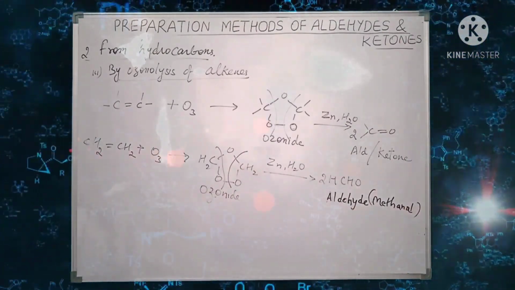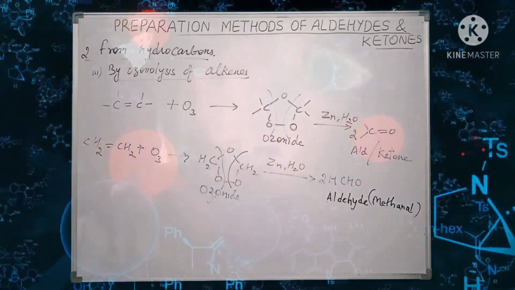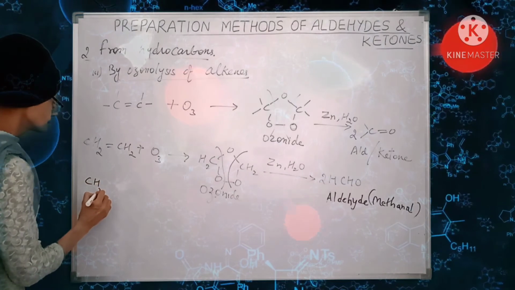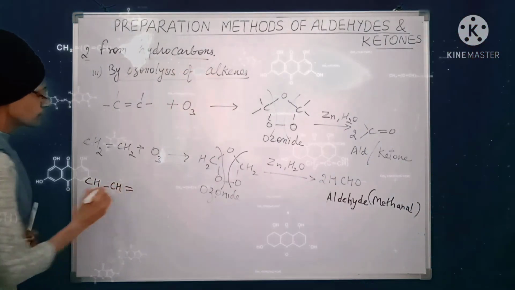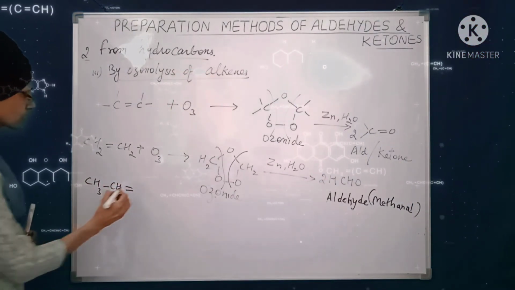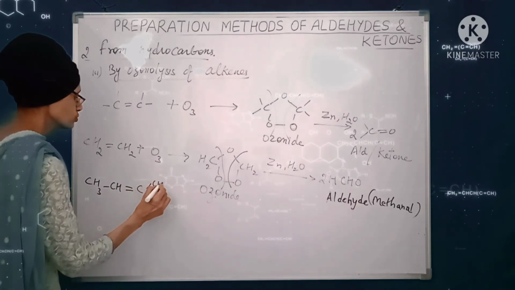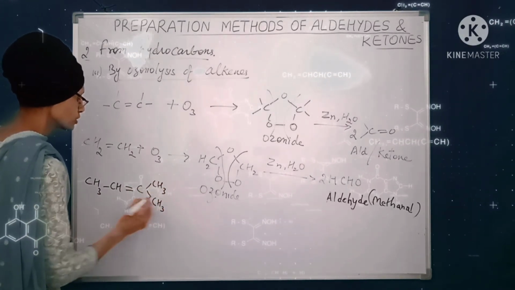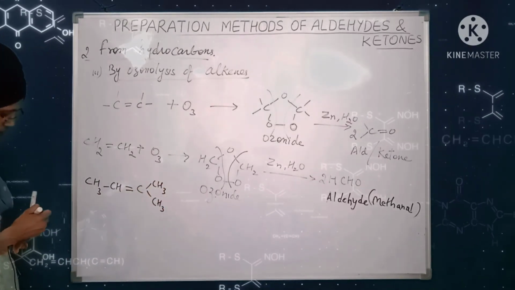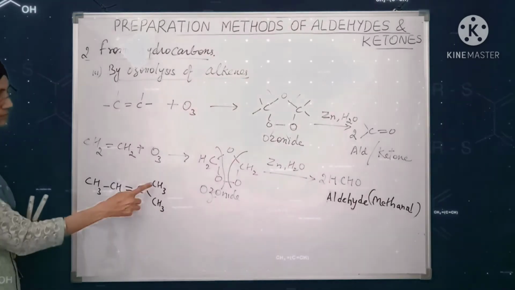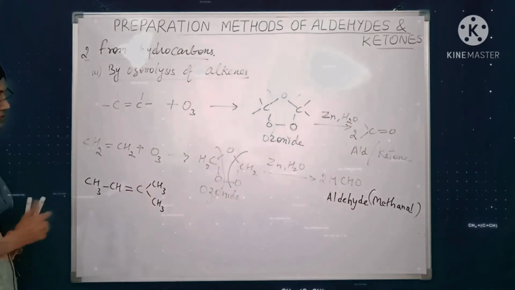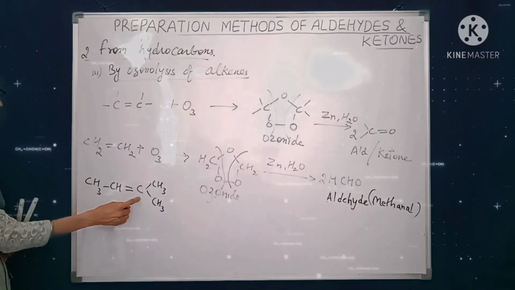So see here, this type of compound. Here there is a double bond, and on the next carbon, let the 2 groups attached be methyl groups. You can see there is no hydrogen attached to this carbon. This carbon has 2 alkyl groups attached to it. So it will naturally give rise to a ketone.